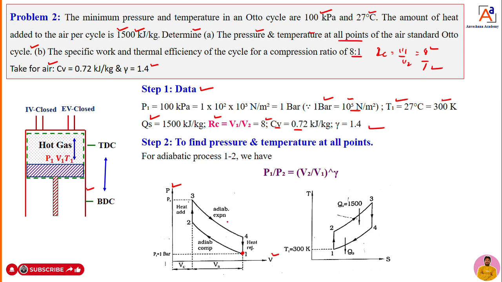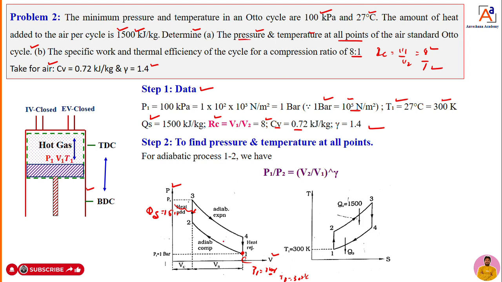Dear students, what you have to do is draw the PV diagram and mention all the given parameters. The minimum pressure he has given is P1. I can write it in terms of bar, that is 1 bar. Next, temperature: he has given 27 degrees Celsius, that is 300 Kelvin. Then he is going to supply heat at this particular point, that is heat addition equal to 1500 kilojoules per kg. That is also done.